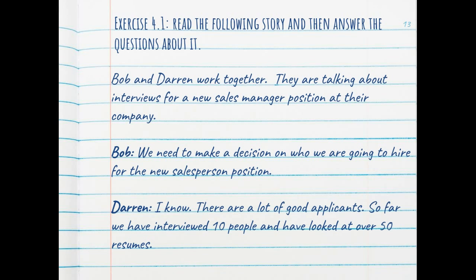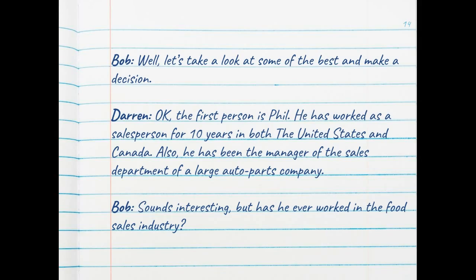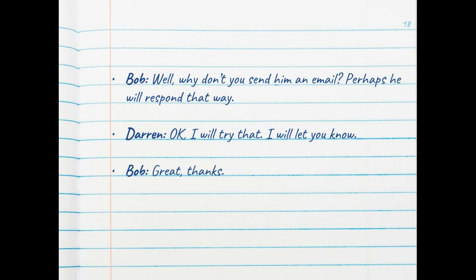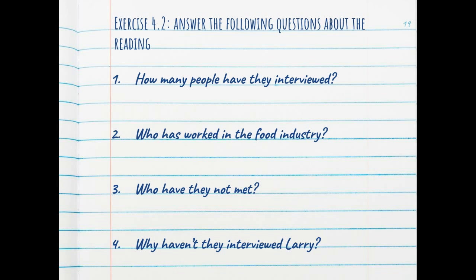Now, for our last activity, this is sort of a long one because this is a reading comprehension activity. I'm giving you a short dialogue between Bob and Darren who work together. They are talking about interviews for a new sales manager position at their company. As you can see, we have the full conversation they conducted. And once you finish reading this dialogue, you have to answer the following questions about the reading.